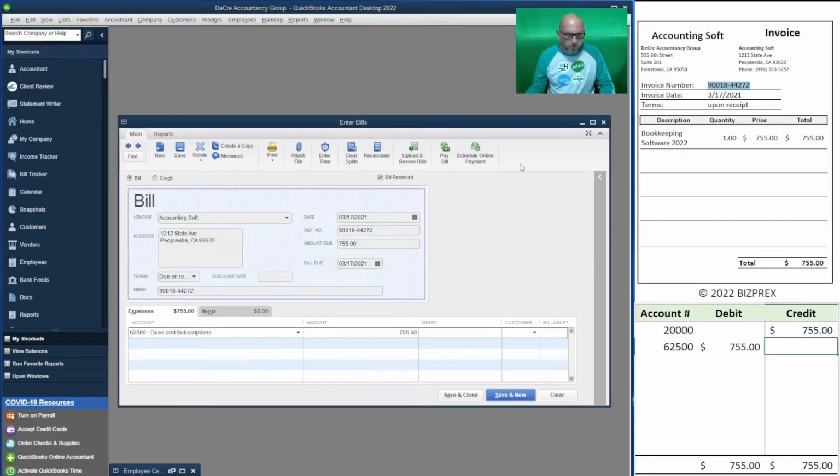Right, so again, the 20,000 doesn't change. All of it is going in increasing our accounts payable. Accounts payable is a liability. Liabilities go up when credited. The thing that changes, as you've seen, is the debit portion. And that depends on whether we have assets or expenses. So as they change, we change this portion. So 755 is a debit to 62,500, and this 755 is a credit to 20,000.